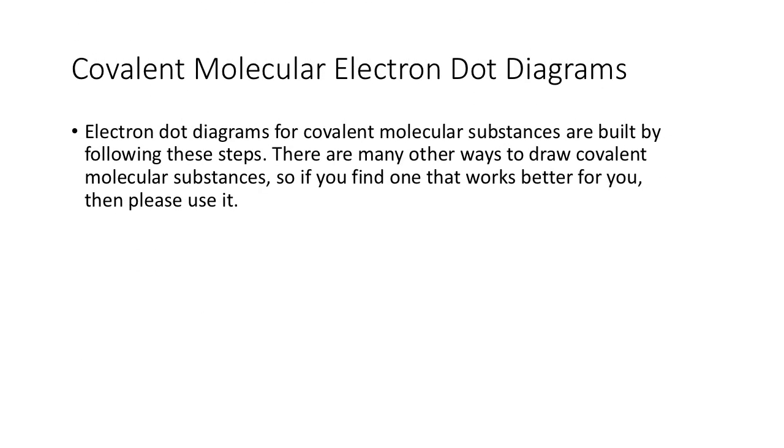Alright, so electron dot diagrams for covalent molecular substances are built by the following steps. There are many other ways to do it, so if you find one that you like better or that works better for you, then please use it. This isn't the only way, and eventually when you get used to it more, you won't have to do this. You'll start recognizing patterns yourself.